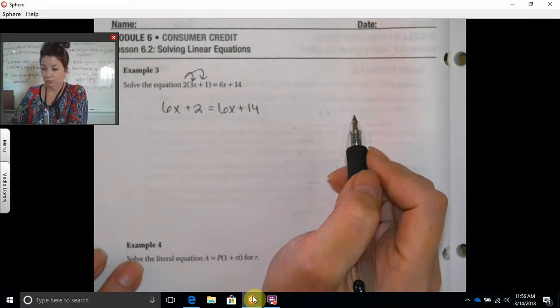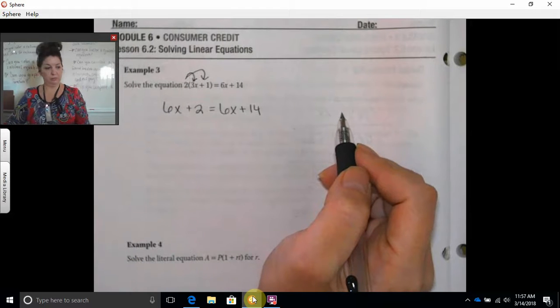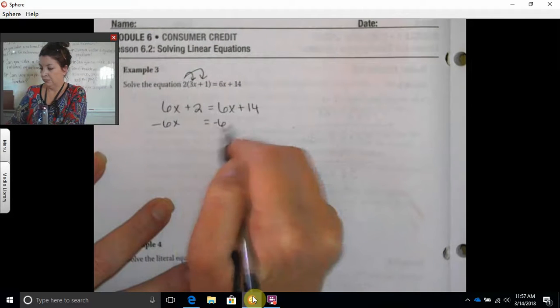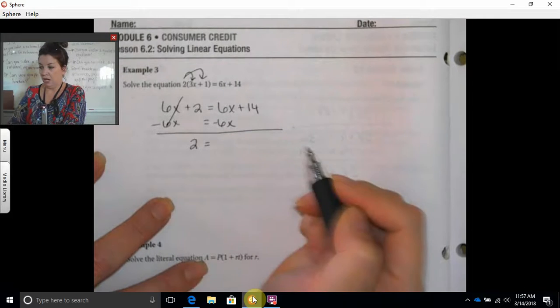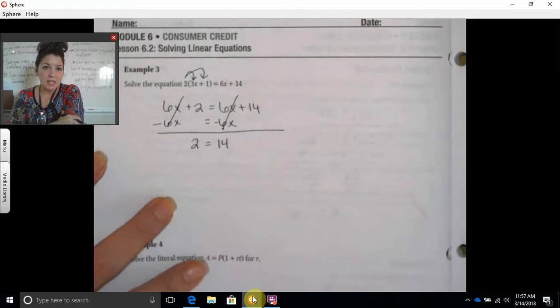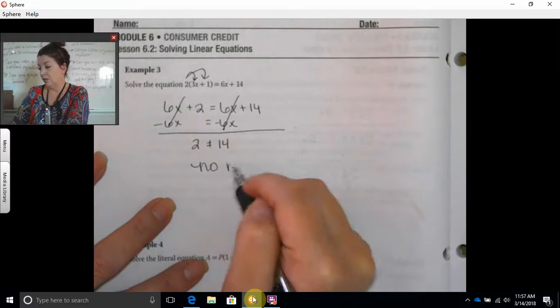Oh, no. Oh, no. What do we do? Okay. So 6x minus 6x is 0. I'm left with the 2 on the left. On the right, 6x minus 6x is 0, and I'm left with a 14. Does 2 equal 14? No. And there's no x there. So it is no solution. Or no real solution anyway.